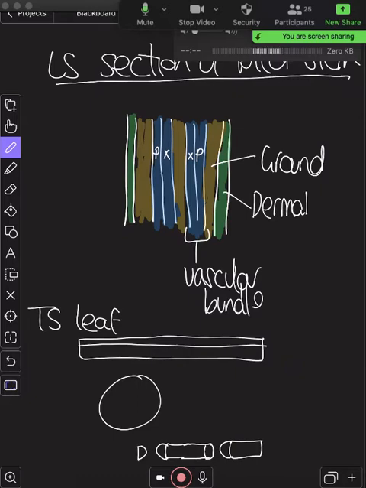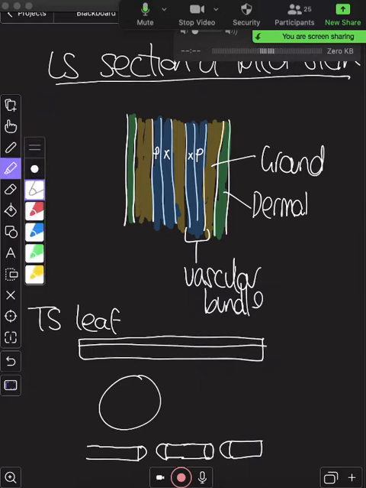So all we're showing in this is where are the tissues. So it is literally just colors. We're not mentioning lower and upper epidermis. We're not mentioning stomata. We aren't mentioning palisade cells, spongy mesophyll. We are just now coloring in and representing what is dermal, what is vascular, and what is ground.